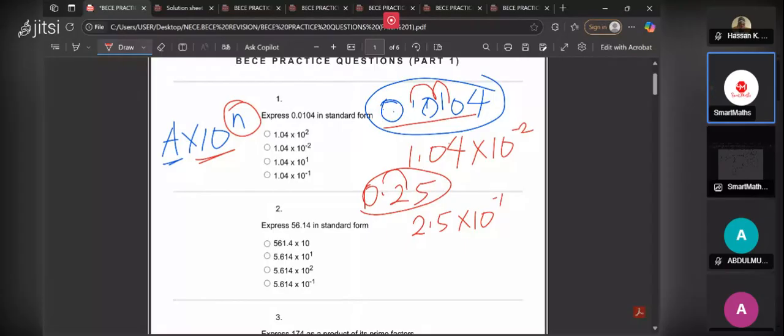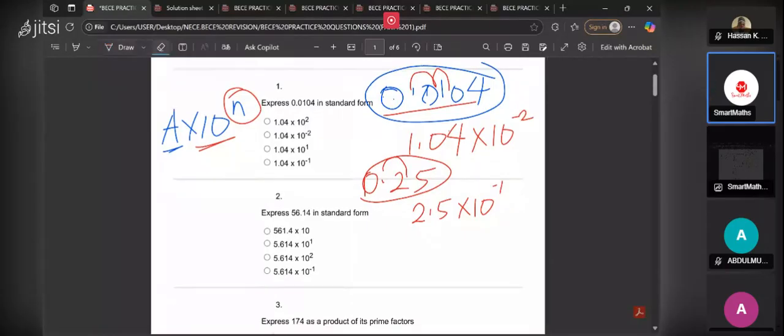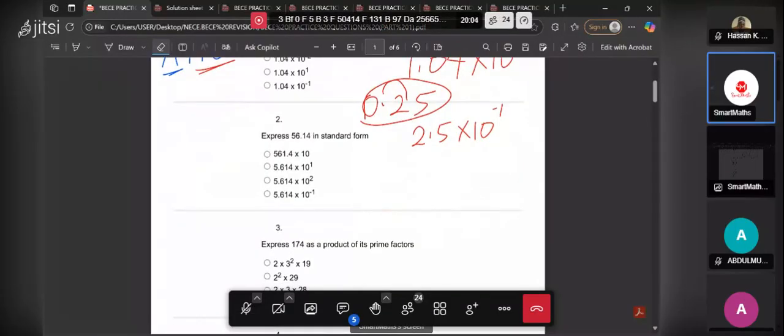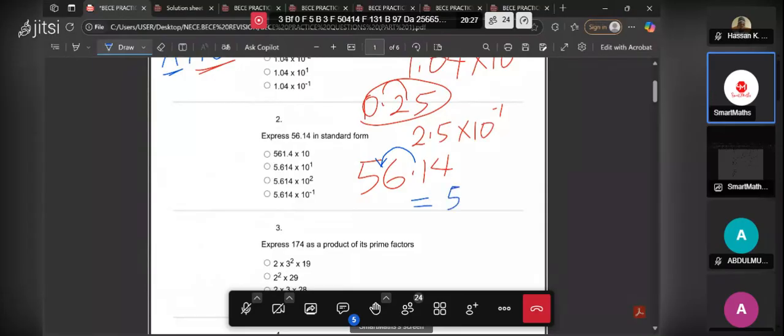Now, for this question, we have express 56.14 in standard form. So you can see that 56 is a 2-digit number. We want to make it one digit before the decimal point. All right. So which means you are going to move the decimal point backwards, not forward now. So we move it from this point to this place now. All right. So we can then have 5.614 times 10.